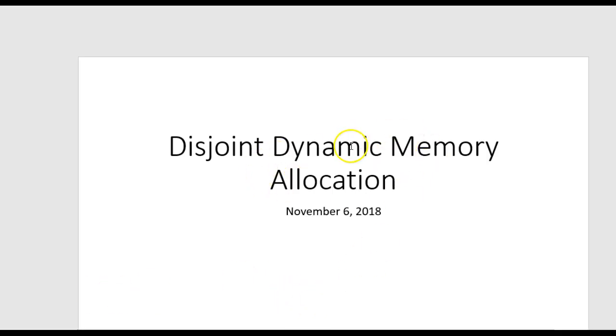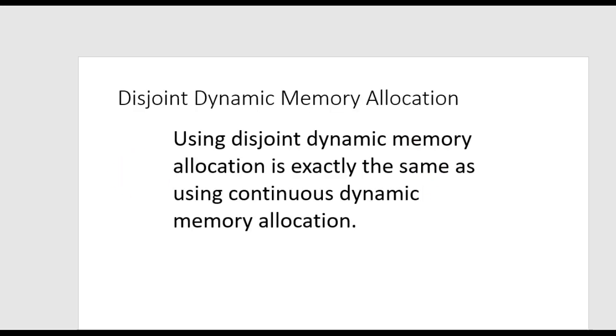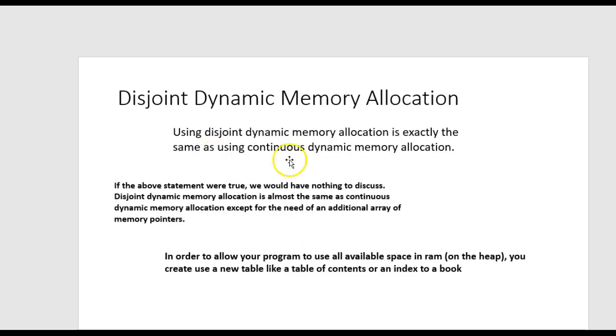Okay, today we're going to talk about disjoint dynamic memory allocation. Using disjoint dynamic memory allocation is exactly the same as using contiguous dynamic memory allocation. If that was actually true, then we wouldn't be having this discussion. It's not exactly the same. It's almost the same. The calloc, the malloc, the free, the testing, all of that remains true.